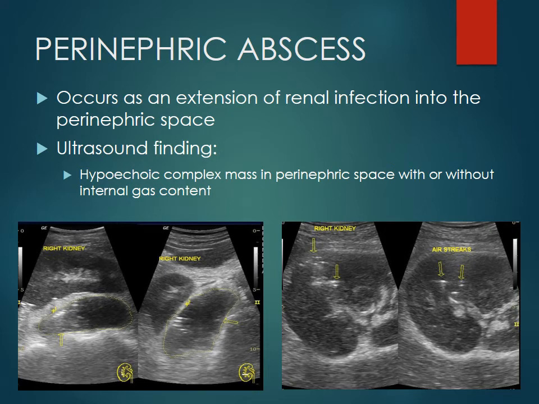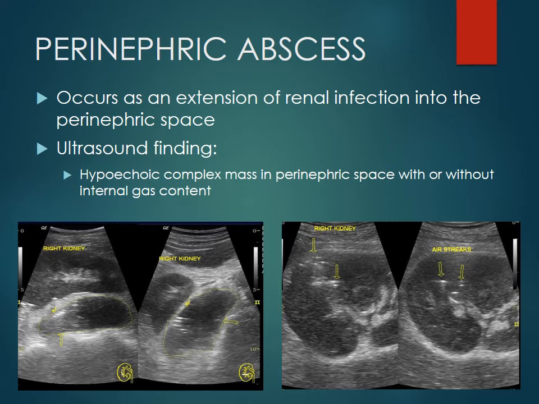Another condition would be the perinephric abscess. It is defined as an extension of the renal infection into the perinephric space. On ultrasound, the perinephric abscess would be identified as a hypoechoic complex mass within the perinephric space with or without the presence of internal gas content.